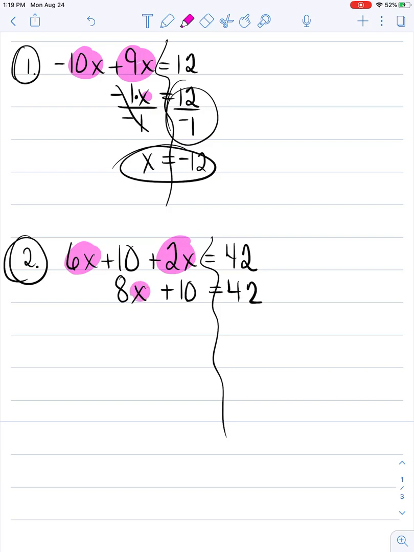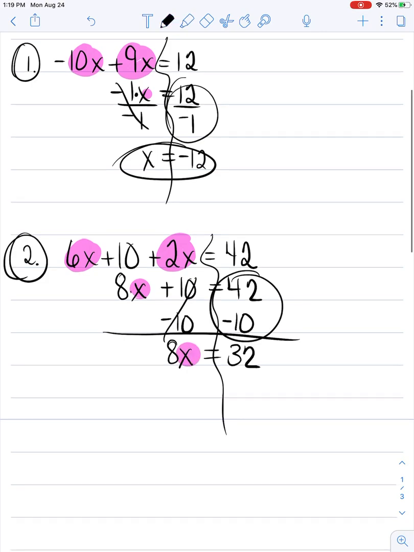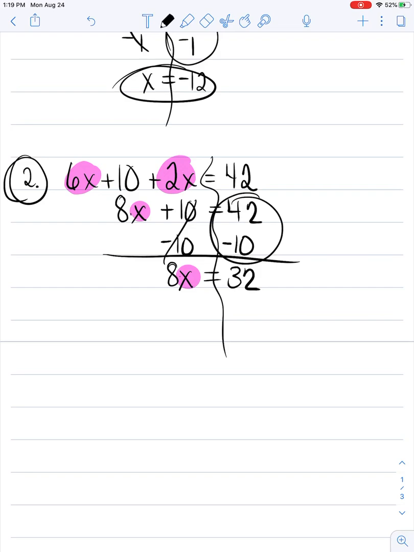And now I'm going to start isolating the variable using opposite operations. So I have a times 8 and a plus 10. So first I'm going to subtract 10 from both sides. So I get 8x equals 42 minus 10, which is 32. I still notice a number along with my letter or variable. So the opposite of times 8 is to divide both sides by 8. So x equals 32 divided by 8, which is 4. So the solution to this equation is 4.